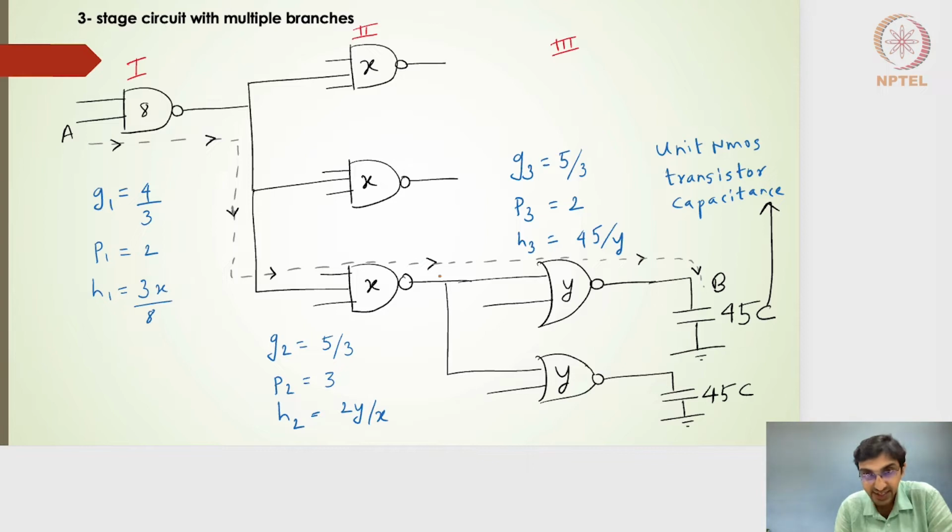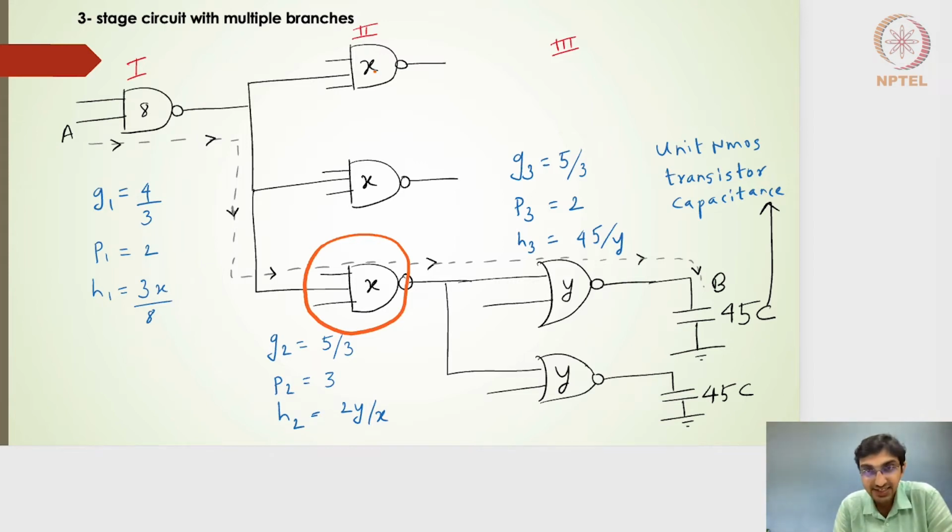Okay. And then in the second stage, we choose one of the 3-input NAND gates. So in the second stage, there are 3 such 3-input NAND gates, and all 3 are connected to the first stage output. But here I have made an arrow direction saying that this is the path we are interested in. So I'm going to consider this particular 3-input NAND gate, and the output of this is going to 2 such 2-input NOR gates.